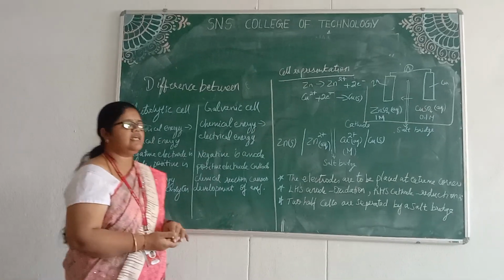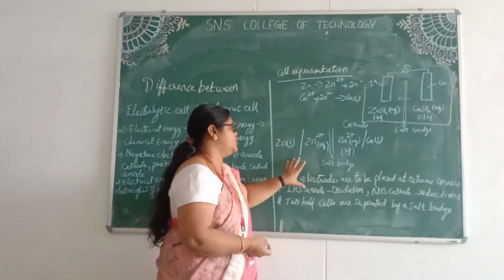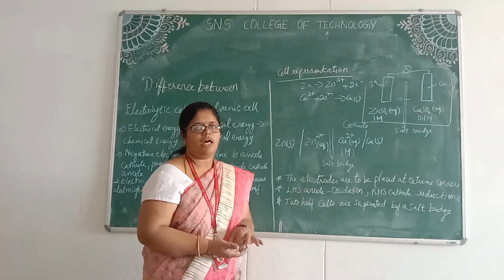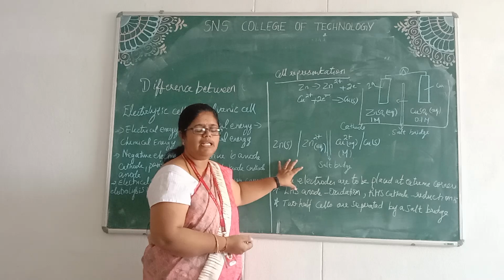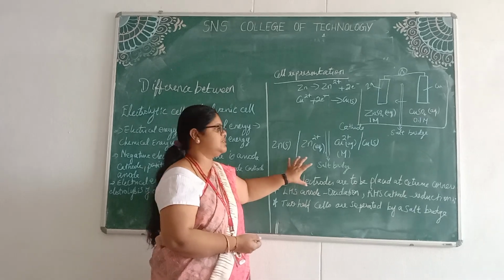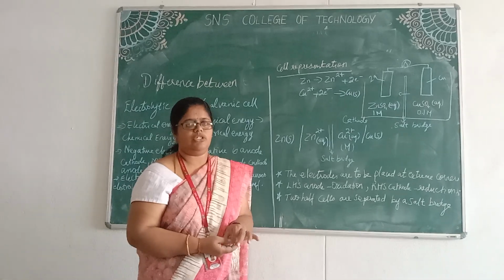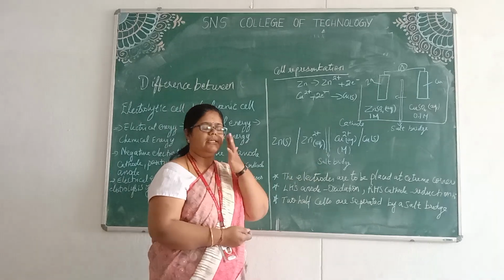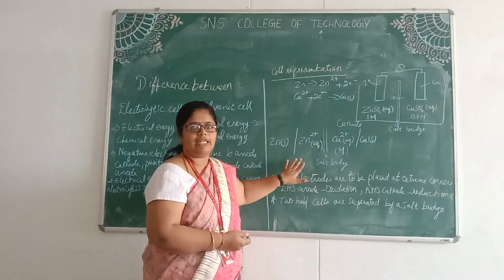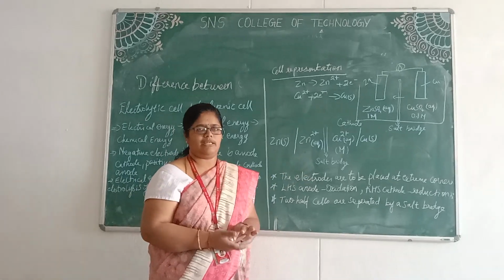And next, we are going to see about the cell representation. The cell representation is an important one where you are going to give the whole of the cell notation in a single line. By seeing the cell notation, you can tell what type of cell it is and what the electrolytes and the electrodes present in the cell are.